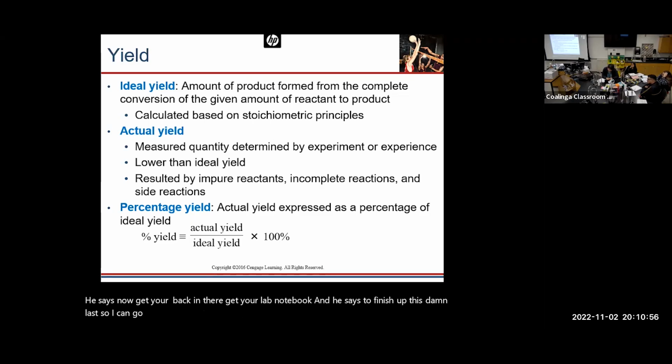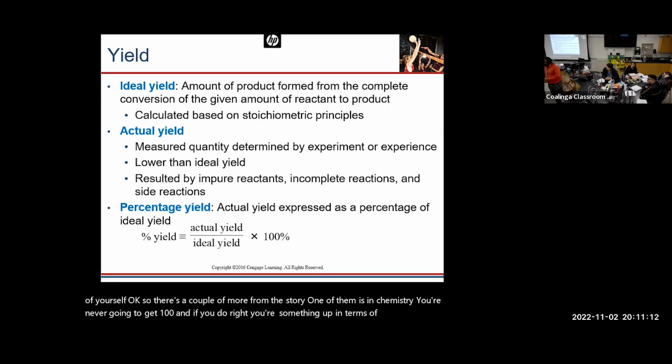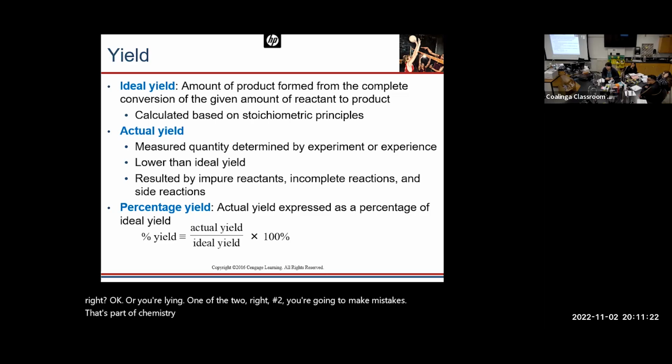And I'm feeling stupid at that point, of course, because you just made a fool of yourself, right? So there's a couple of morals from the story. One of them is, in chemistry, you're never going to get 100%. And if you do, you're messing something up in terms of that yield, or you're lying, one of the two, right? Number 2, you're going to make mistakes. That's part of chemistry. You have to learn from those mistakes.